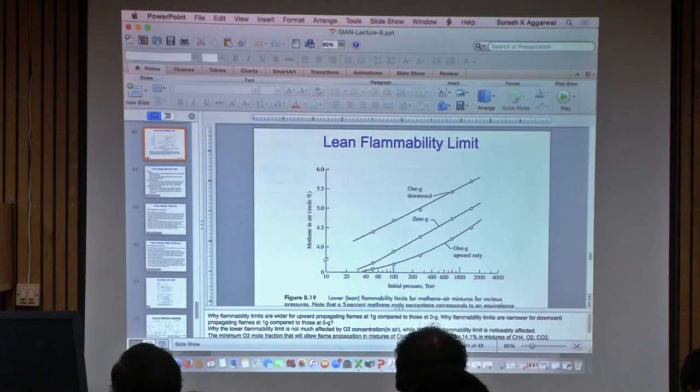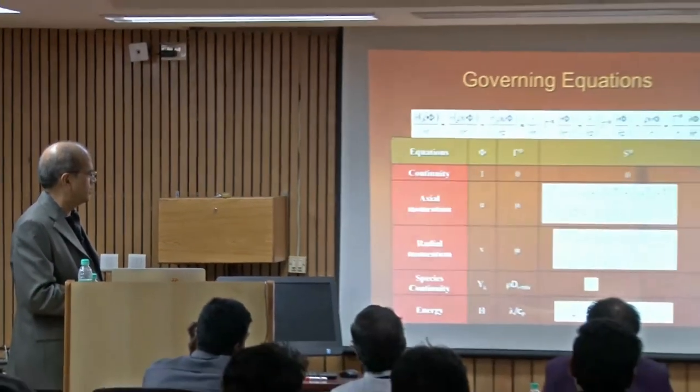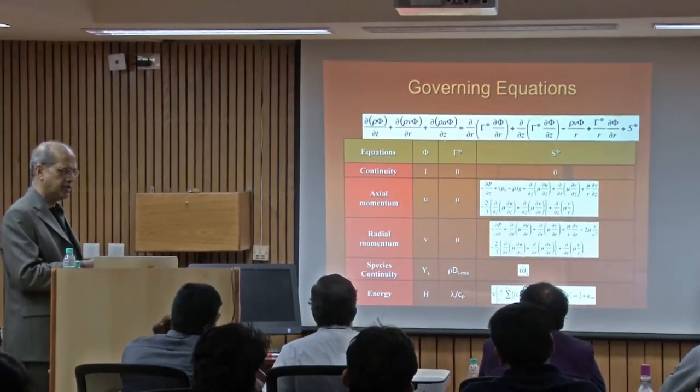Now I'll show you some results of the CFD work. So yesterday we discussed all these equations for reacting flows, right? So for cylindrical geometry, you have R and Z. So Z is the axial direction, R is the radial.